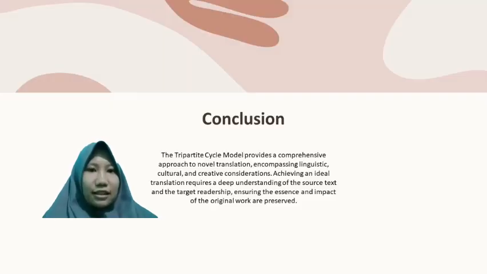Thank you. So the conclusion is the tripartite cycle model provides a comprehensive approach to novel translation encompassing linguistic, cultural, and creative considerations. Achieving an ideal translation requires a deep understanding of the source text and the target readership, ensuring the essence and impact of the original work are preserved.